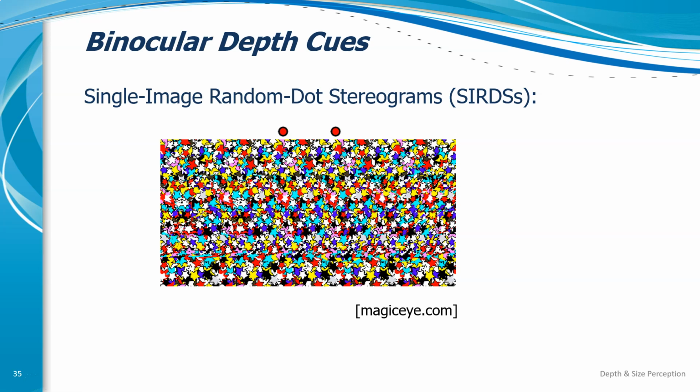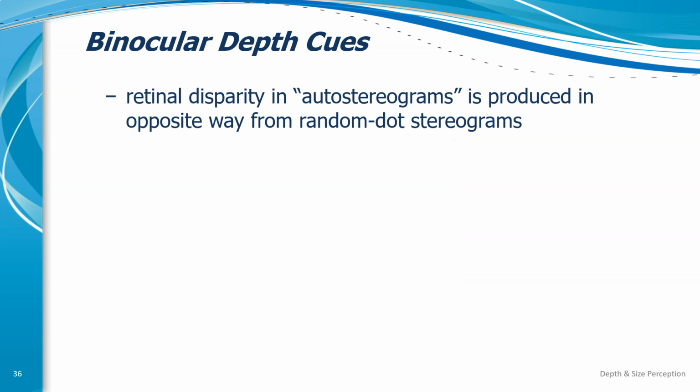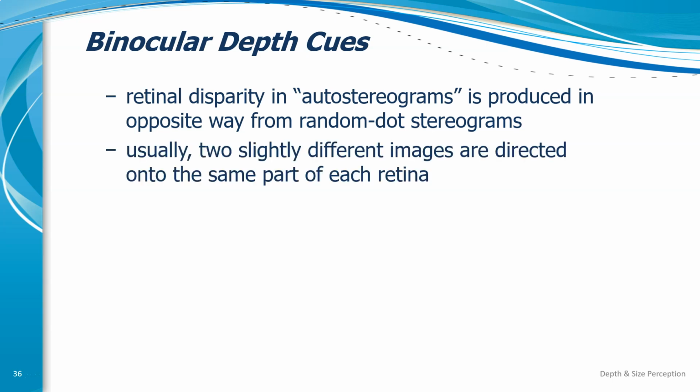If you just look at this image, ain't nothing happening, okay? I've borrowed this from magiceye.com, and they've got plenty of these. Let me explain these single image random dot stereograms, SIRDs, or autostereograms, as they're also called. Now, you can get retinal disparity and the experience of three-dimensionality, but it's very different from Julesz's random dot stereograms. With the random dot stereograms and the ViewMaster, you've got two slightly different images shown to the same part of each retina.